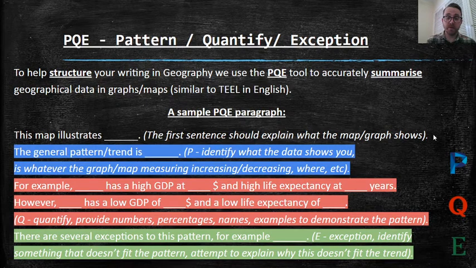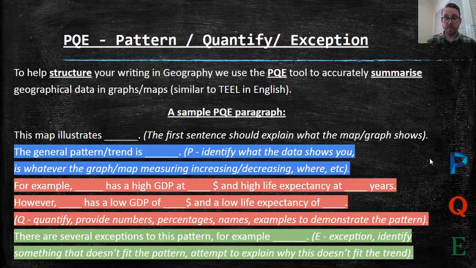The first sentence of your summary, of your paragraph, tell me what the map shows or what the graph shows. So this map illustrates rainfall in Australia. This map illustrates population change from 2001 to 2011. This map shows deforestation in the Amazon rainforest from 1995 to 1996. So that's your first sentence. It's always going to be there. What is your map? What does your graph show?